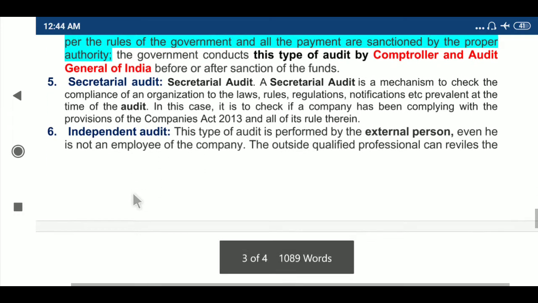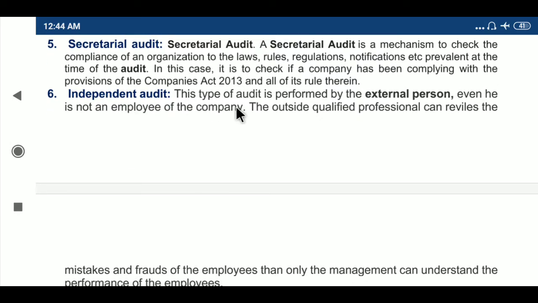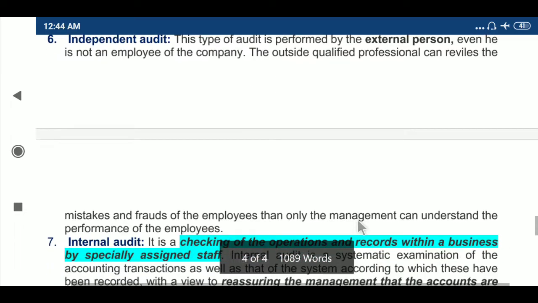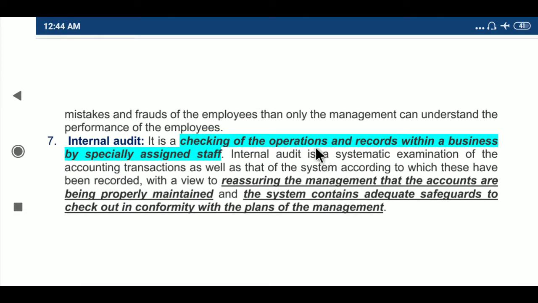Next, sixth one, independent audit. This type of audit is performed by an external person who is not an employee of the company. The outside qualified professionals can reveal the mistakes and frauds of the employees. Then only the management can understand the performance of these employees.